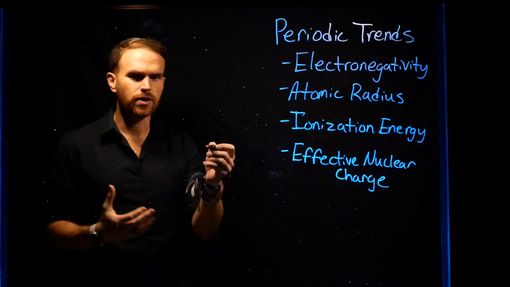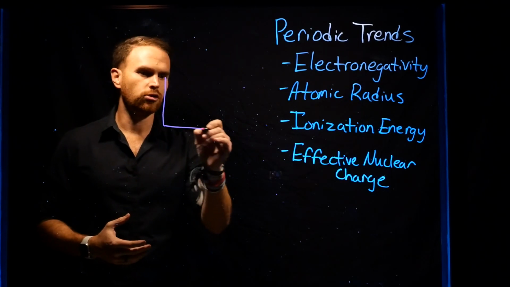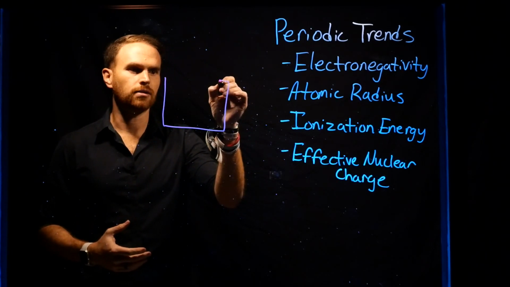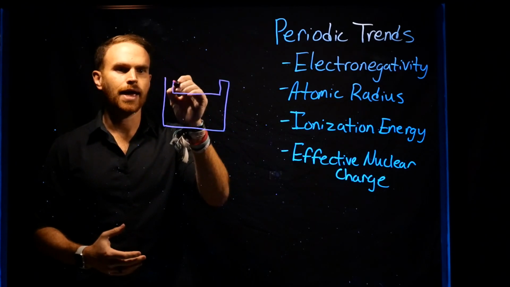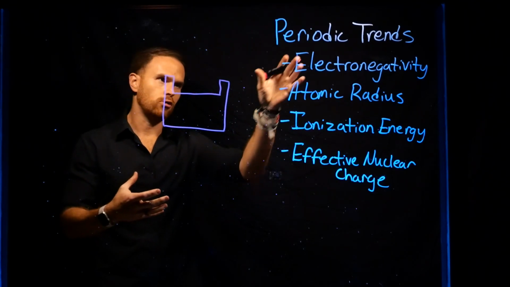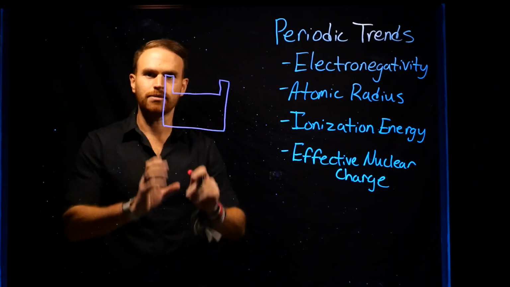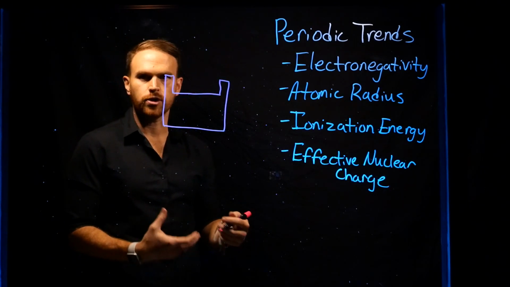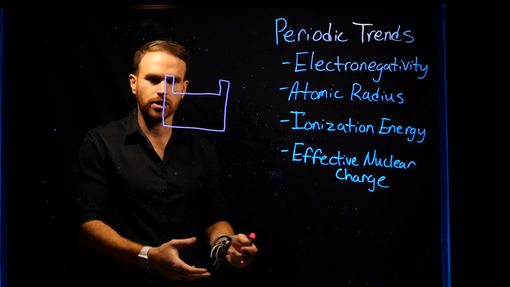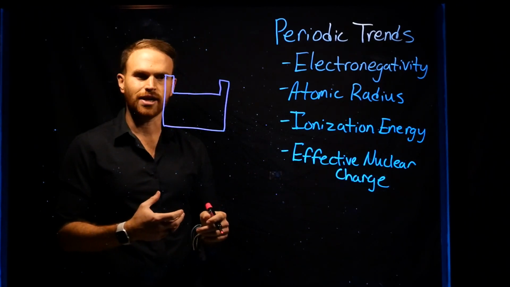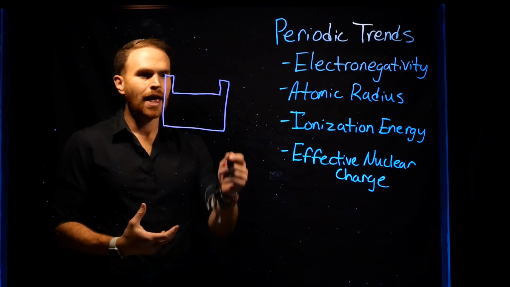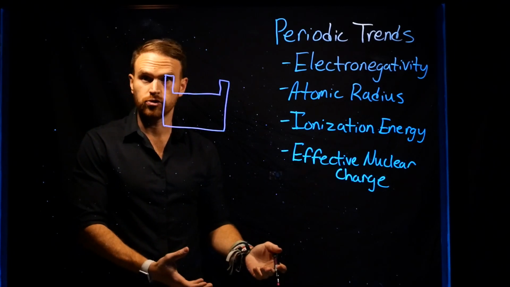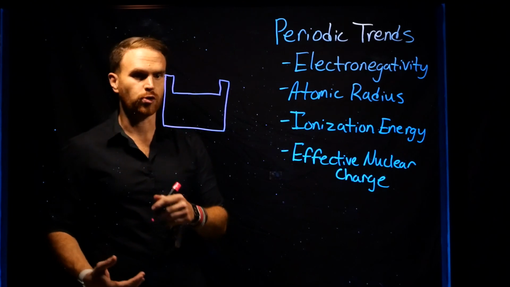So generally, when we think about periodic trends, we're looking at the position of an element on the periodic table and some value or trend that we see based on an atom's location. For electronegativity, I'm sure we all know that fluorine, oxygen, and nitrogen are three of the most electronegative atoms on the periodic table. As you move further away from those three atoms, you get less and less electronegative.